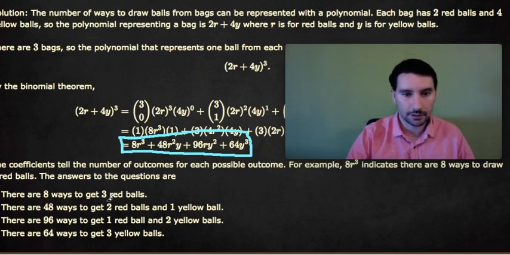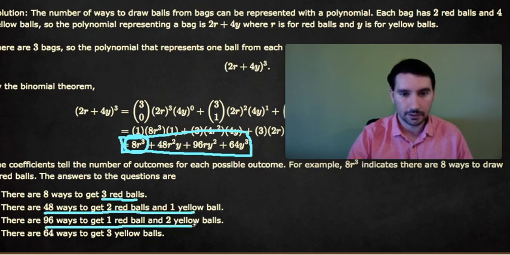So how many ways are there to get 3 red balls? Well, there's 8 ways to get r cubed, which would represent 3 red balls. There's 48 ways to get r squared y, which is like 2 reds and 1 yellow. So that means there's 48 ways to get 2 reds and 1 yellow. There are 96 ways to get 1 red and 2 yellows, so 96ry squared, which is 1 red, 2 yellows, and 64 ways to get 3 yellows, so 64 ways to get a y cubed.